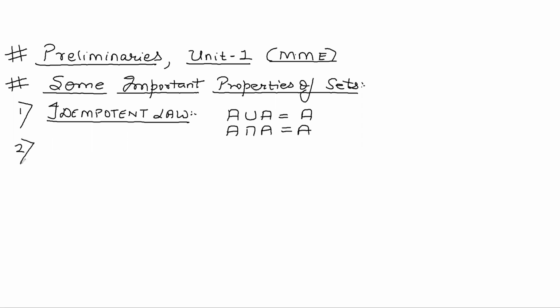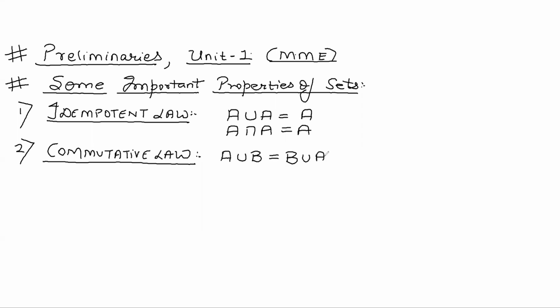Second property, commutative law. Commutative law states whether you take A union B or you take B union A, they will be the same. Whether you take A intersection B or you take B intersection A, they will be the same. So union operation is commutative, intersection operation is also commutative. Third property, associative law.